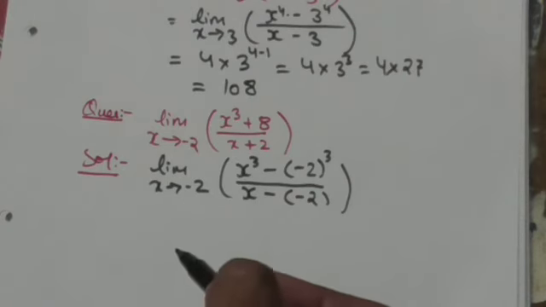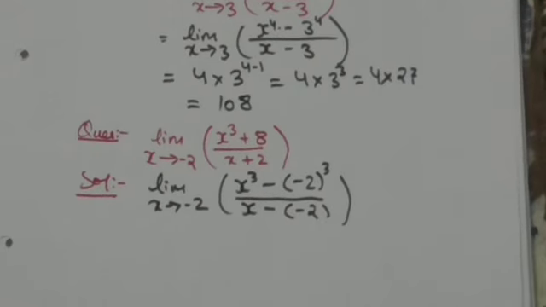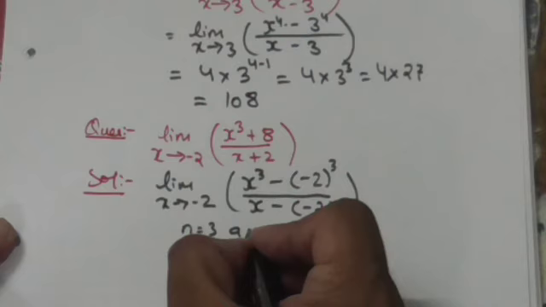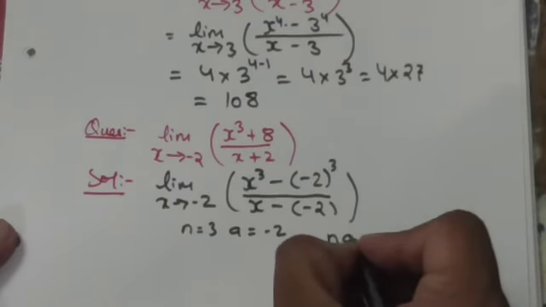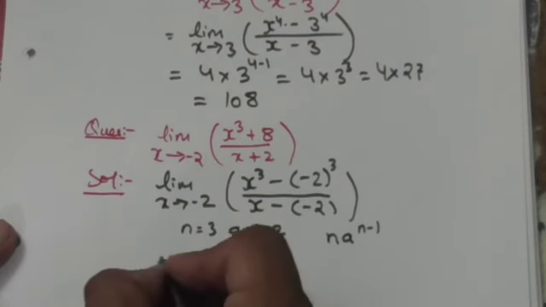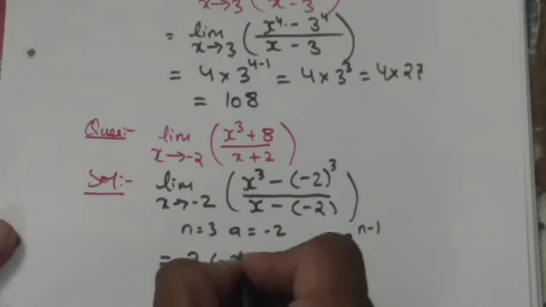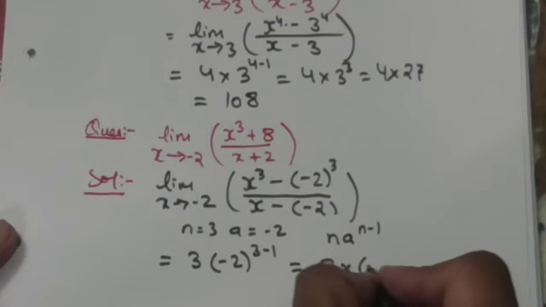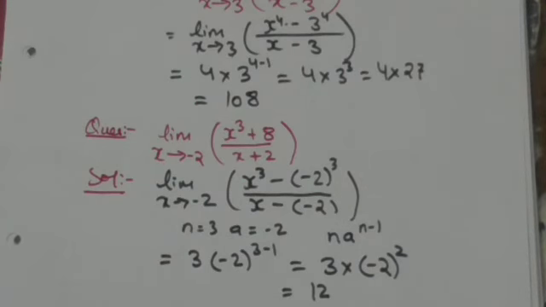Now we will apply the theorem, this one, right? So here, what is the value of n? Here n is equal to 3 and a is equal to minus 2, right? So the value of this limit is what? n into a raised to power n minus 1, that is 3 into minus 2 raised to power 3 minus 1. It is equal to 3 into minus 2 raised to power 2, and it will be equal to 12. So by using this theorem, we have solved the questions.